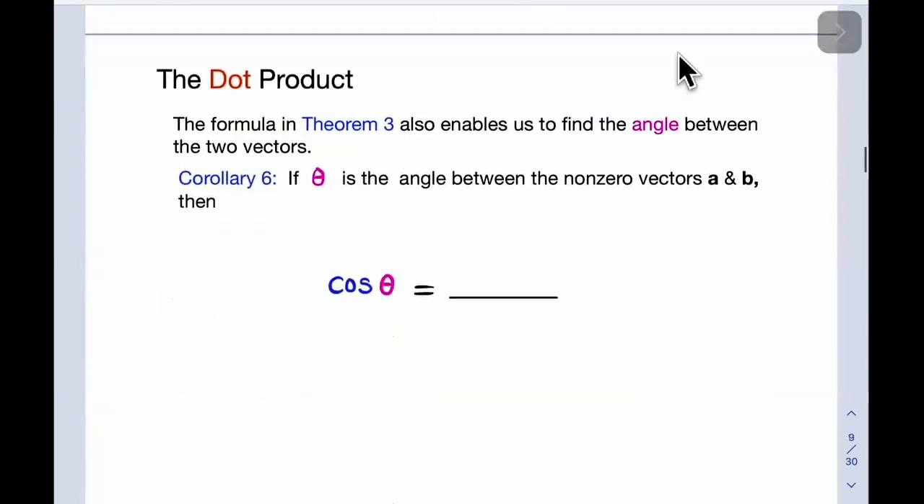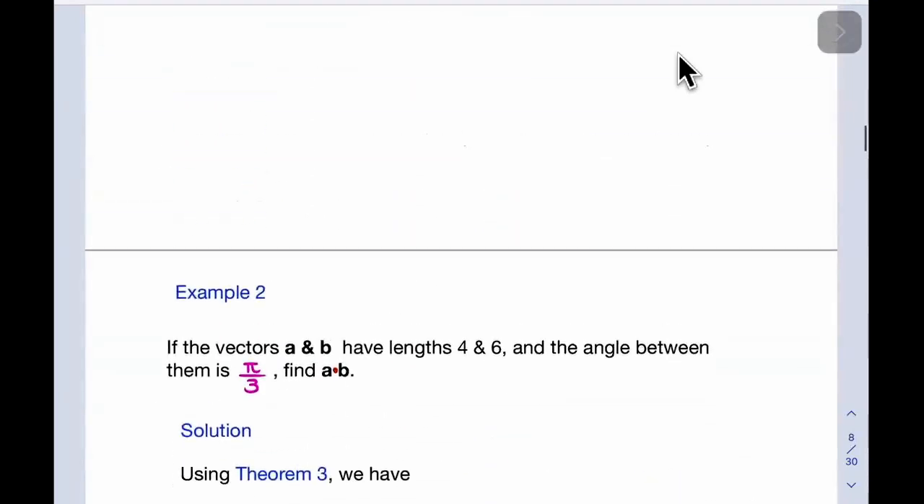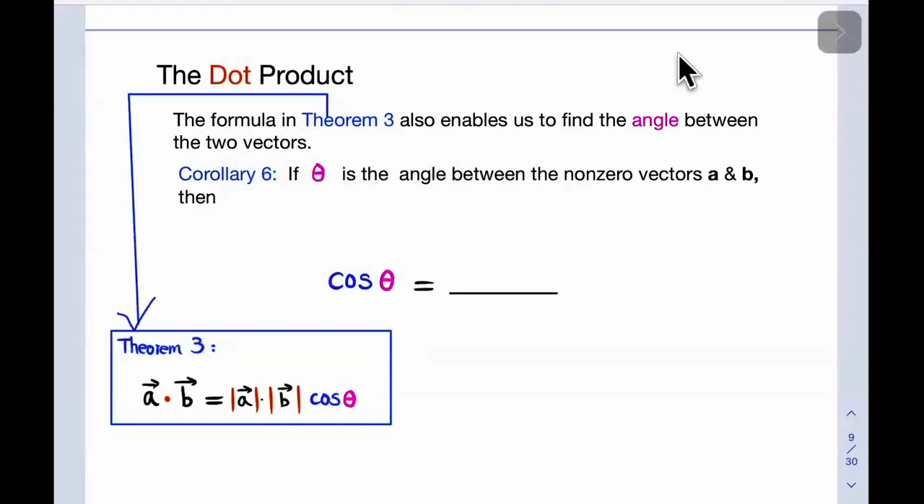The dot product. Now, the formula in theorem 3 also enables us to find the angle between two vectors. Let's talk about theorem 3. A dot B is the magnitude of A and B times cosine theta, where theta is the angle between them. If we solve for cosine theta, that will be A dot B divided by the product of the magnitudes of A and B.